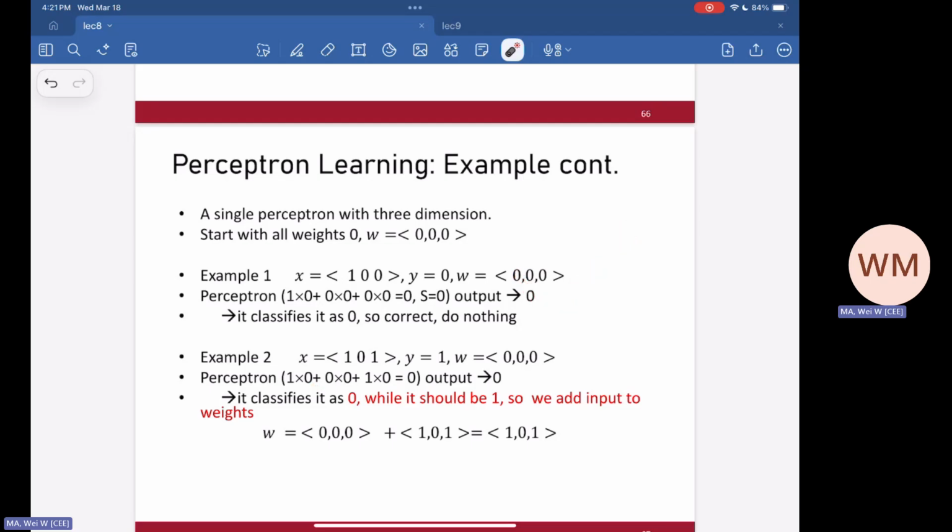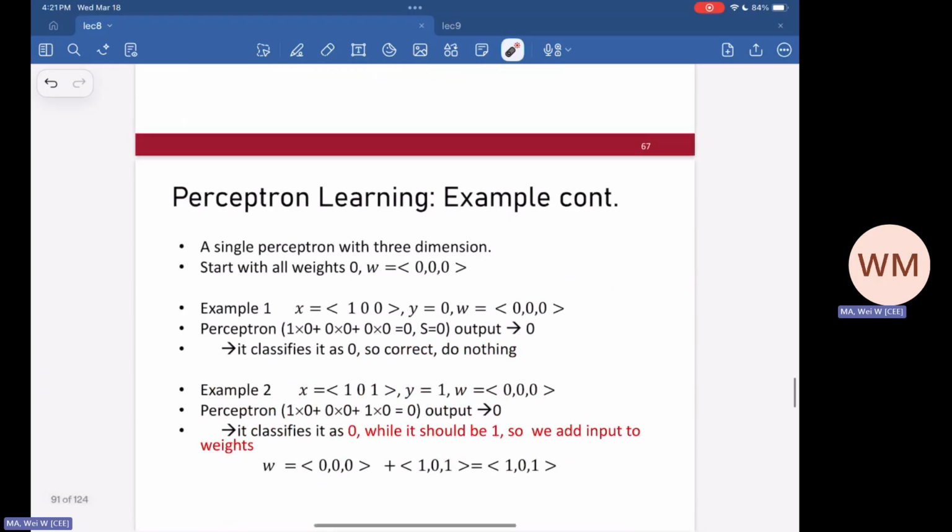Then the second data is 1, 0, 1. The answer is 1, and currently you are 0, 0, 0. So you do the calculation, your output is 0. So you find that you are wrong. The answer is 1, but you are outputting 0, so you are wrong and you are small. Then you add the data to the weight. The original weight is 0, 0, 0, and the data is 1, 0, 1, so your new weight becomes 1, 0, 1. This finishes one update.